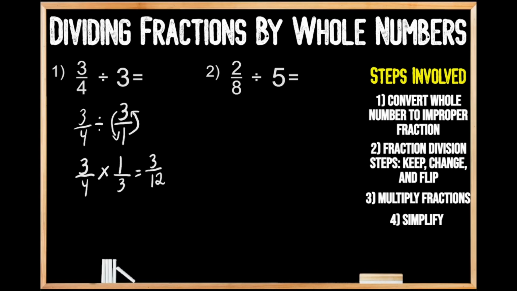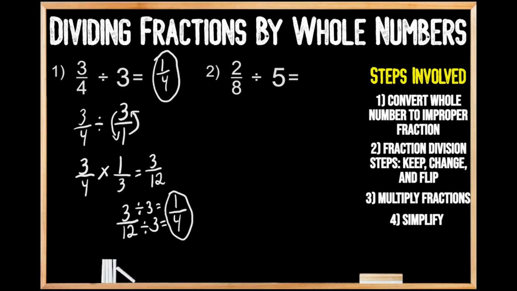Now moving on to step number 4, we're going to try and simplify this fraction. Since both 3 and 12 are multiples of 3, we're going to divide both the denominator and the numerator by 3 in order to simplify. When we divide 12 by 3, we get 4, and when we divide 3 by 3, we get 1, for 1/4. So when we divide 3/4 by 3, we get the fraction of 1/4 when written in its lowest possible terms.